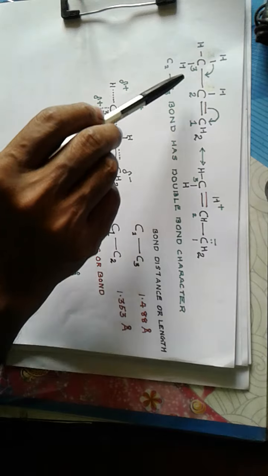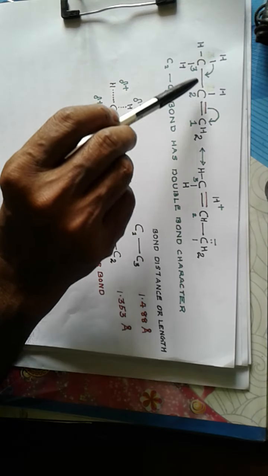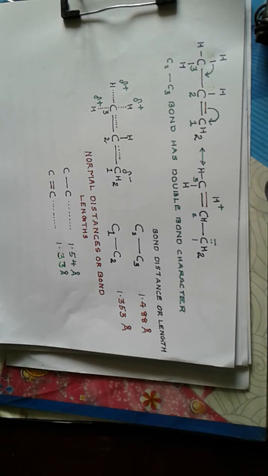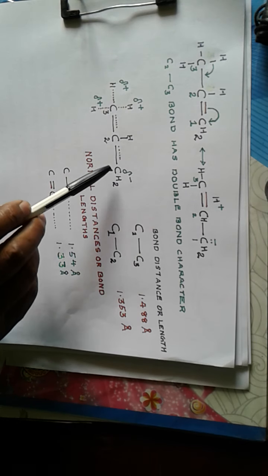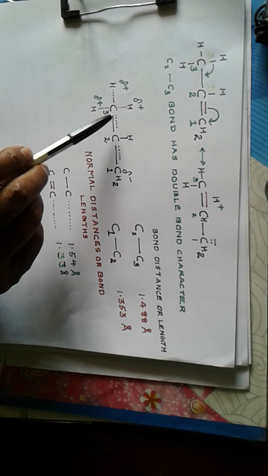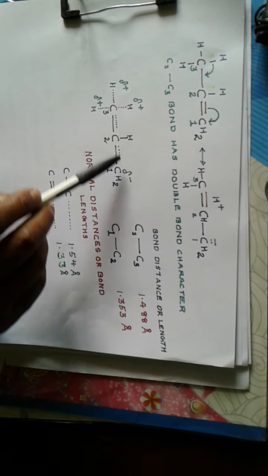Now in the most stable canonical structure, the C3 to C2 bond is a single bond, whereas in hyperconjugation canonical structures, the C2 to C3 bond is a double bond. So the bond length of the C2 to C3 bond should be in between a carbon-carbon single bond and a carbon-carbon double bond in the real structure, or the resonance hybrid. Now the approximate structure of the resonance hybrid is shown here, where the C1 to C2 and C2 to C3 bonds have pi bond character, partial pi bonds.